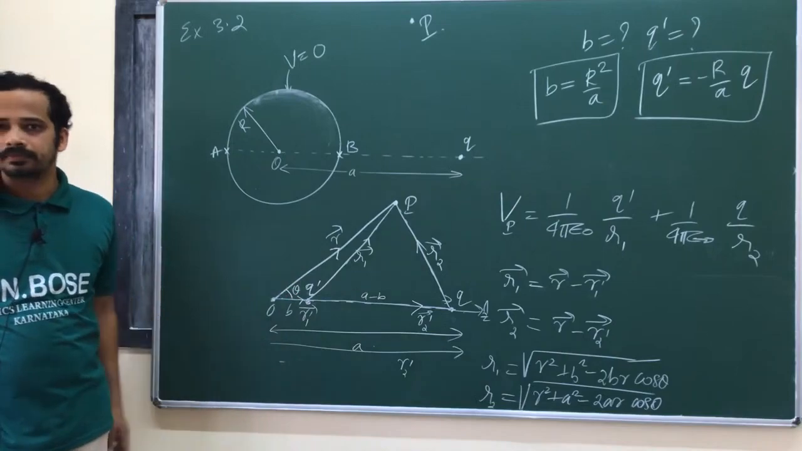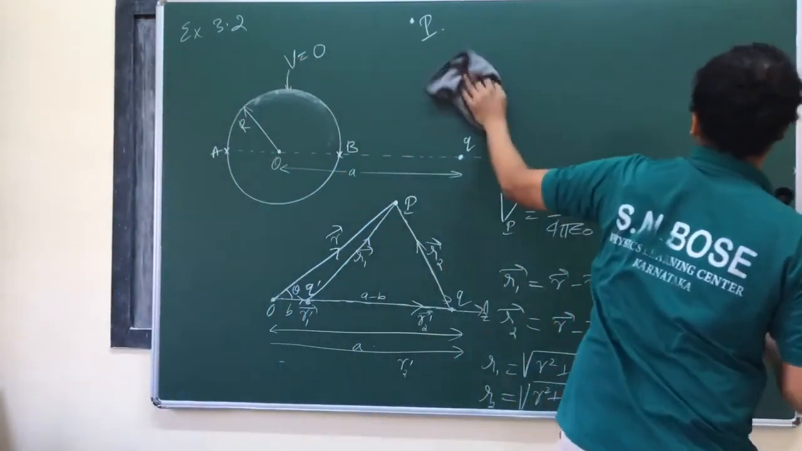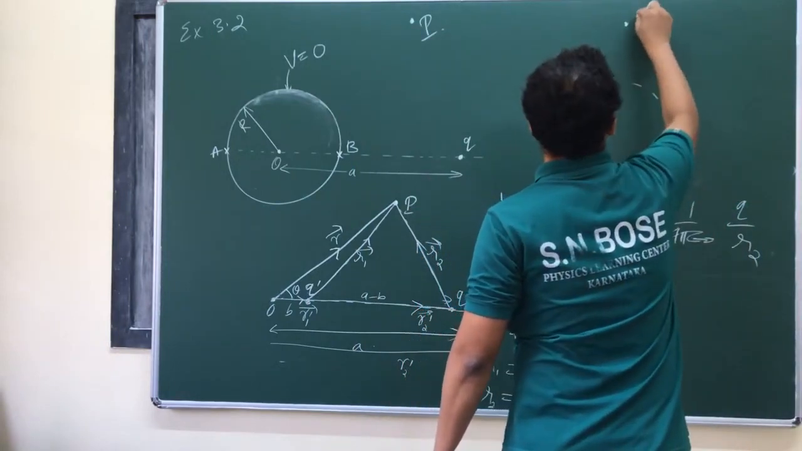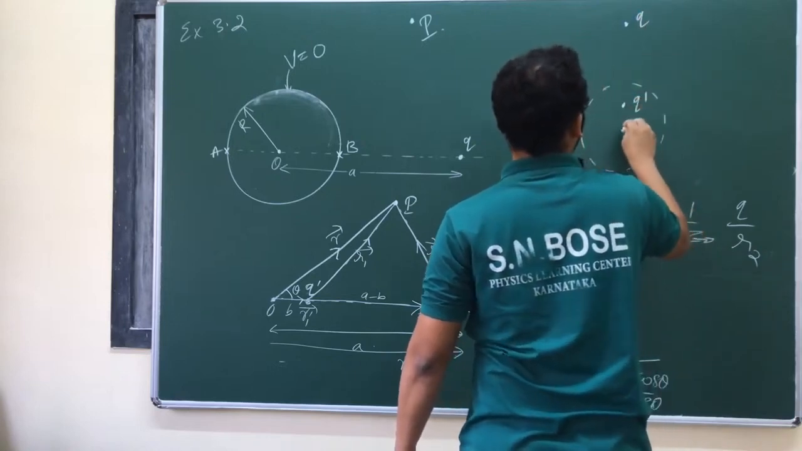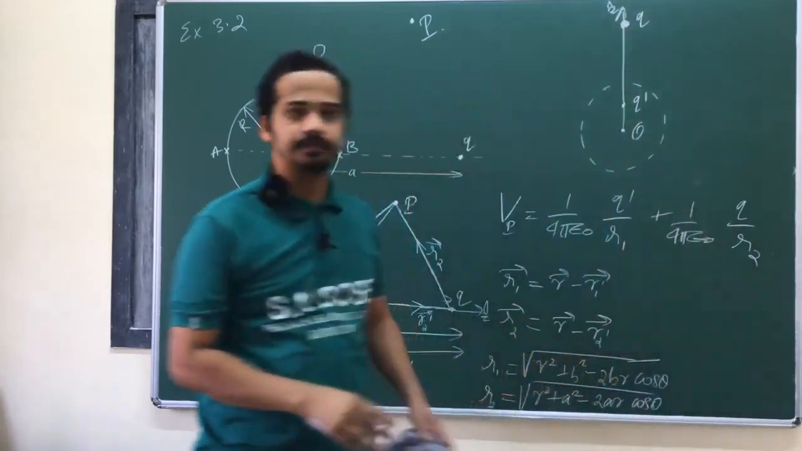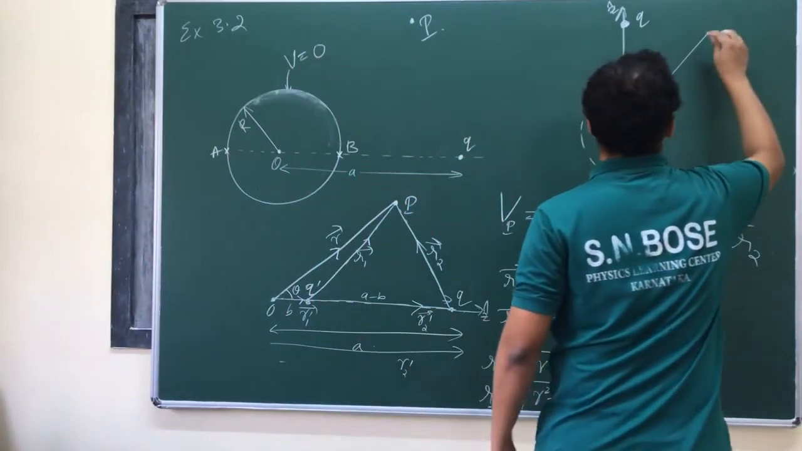Like this, you just consider. So this was the sphere. You have placed Q charge here. Q prime you placed here. This was origin. Z cap here. Is that okay? Somewhere here you are finding the potential.